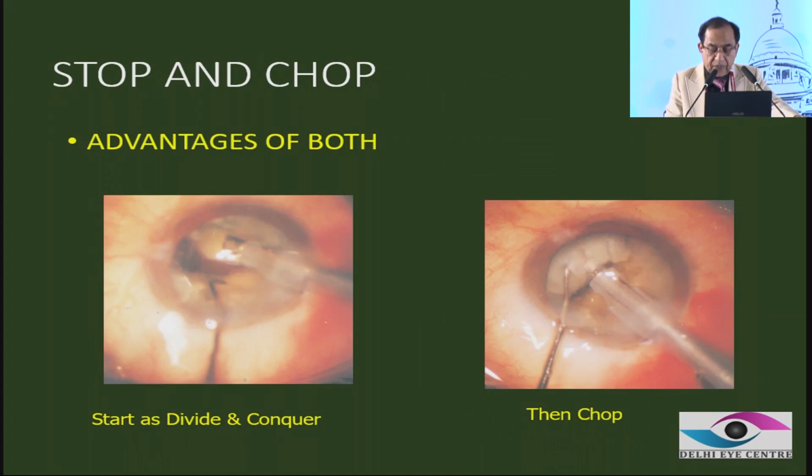Actually, stop and chop came after chopping, because in this we make a trench, then stop doing the divide and conquer and go and chop the nuclear pieces. This is what is called the stop and chop technique.